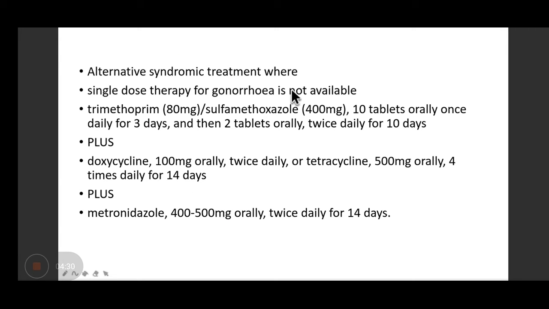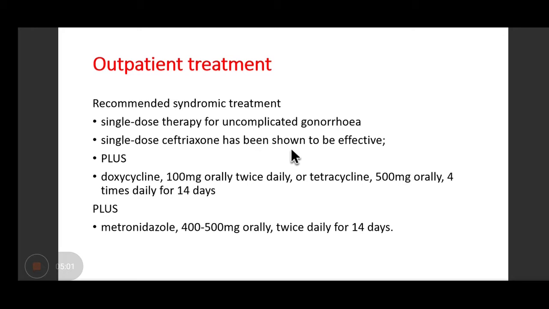So there is another alternative syndromic treatment where, if the single dose therapy of gonorrhea infection is not available, then we can give trimethoprim and sulfamethoxazole. We give it for 10 days. Along with this, we give doxycycline or tetracycline, which is to be given for 14 days, plus metronidazole again, which is to be given for the 14 days. So these are the drug regimens which one has to follow. And this is from the WHO manual. These are WHO guidelines for the treatment of the STI, specifically for your pelvic inflammatory disease.